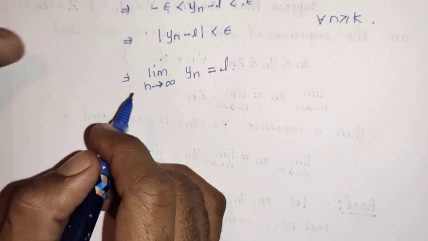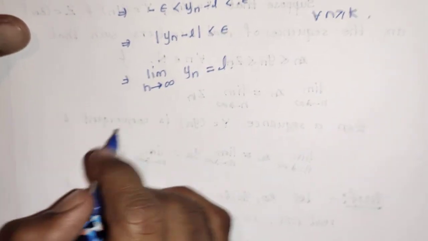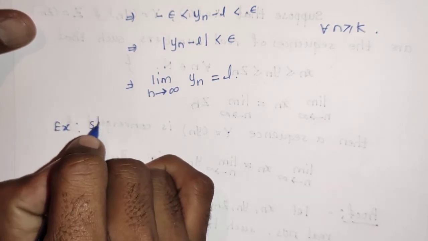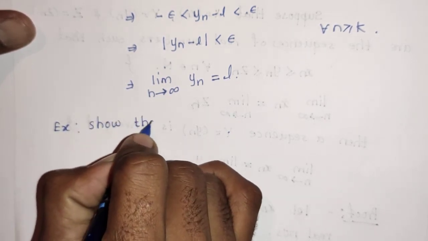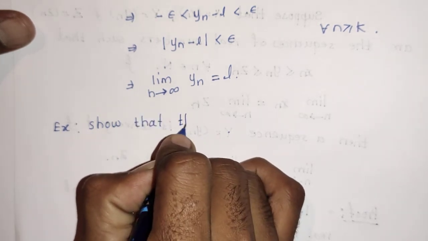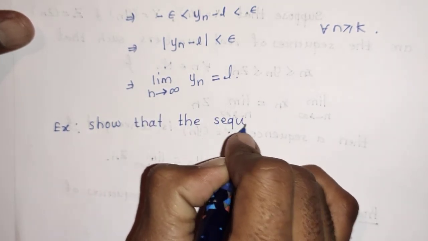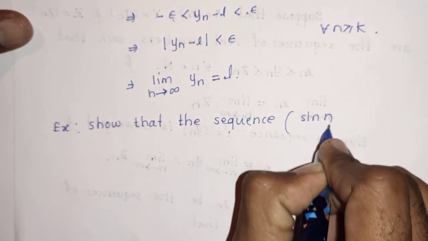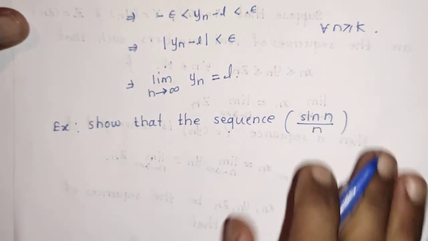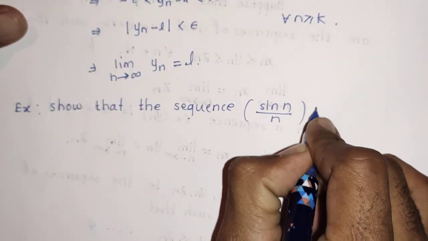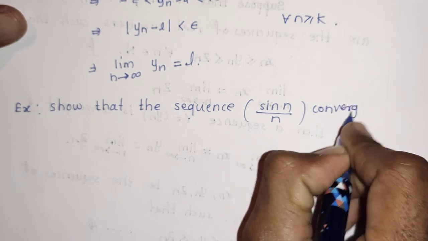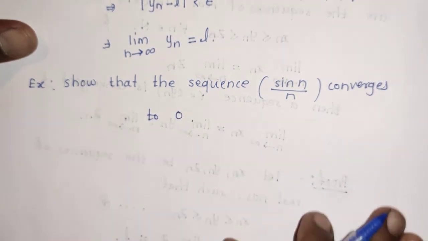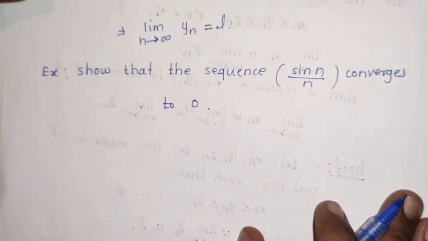The first example is: show that the sequence sin n upon n converges to 0. So that the sequence sin n upon n converges to 0.